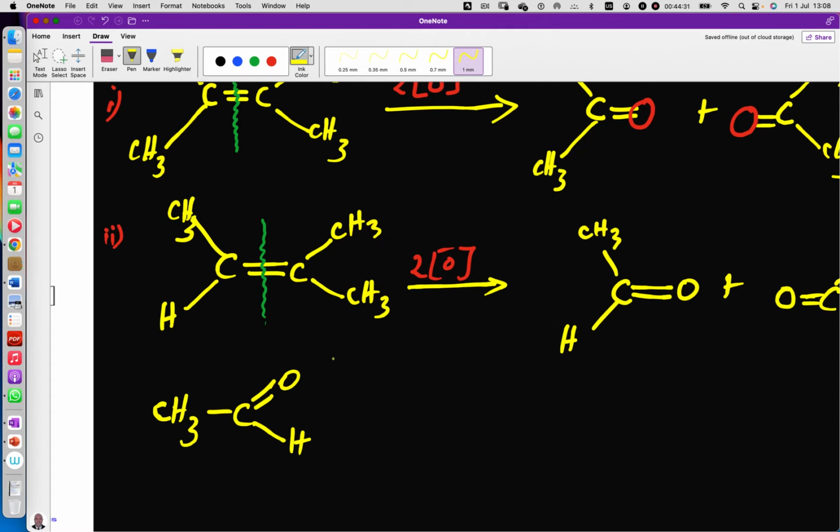Now it is further oxidized, again using our agent. It is still in the oxidation chamber. That is why the oxidation is going to occur. We will have this. And what will be the product? Our product will be a carboxylic acid. It will be CH3.